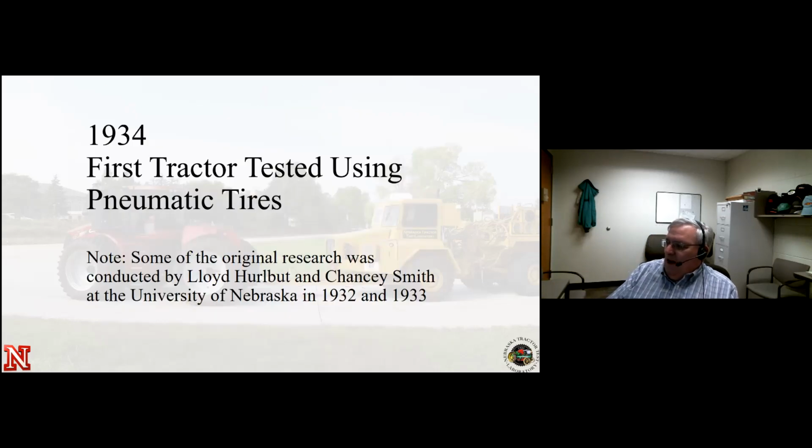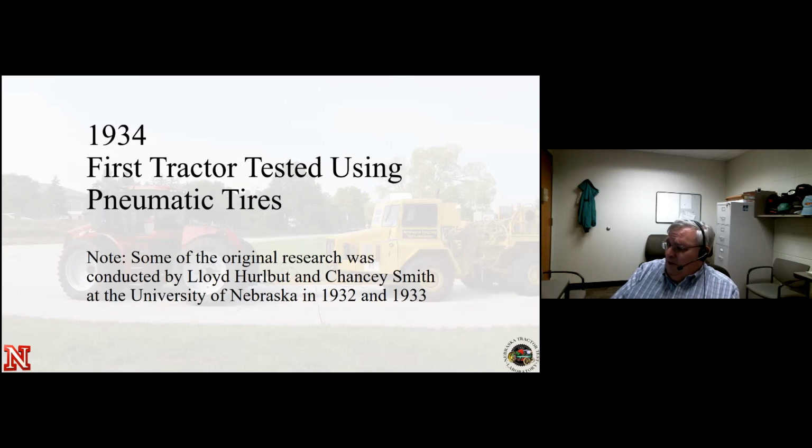Another interesting thing that happened in the 1930s was these steel wheels with lugs were supplanted with pneumatic tires. And I found it interesting, just reviewing some of the old history, that some of the early studies on pneumatic tires were conducted right here at the Tractor Test Lab. And Lloyd Hurlbut, who went on to become the department head at the University of Nebraska's Ag Engineering Department after World War II, and an ASABE president and fellow.